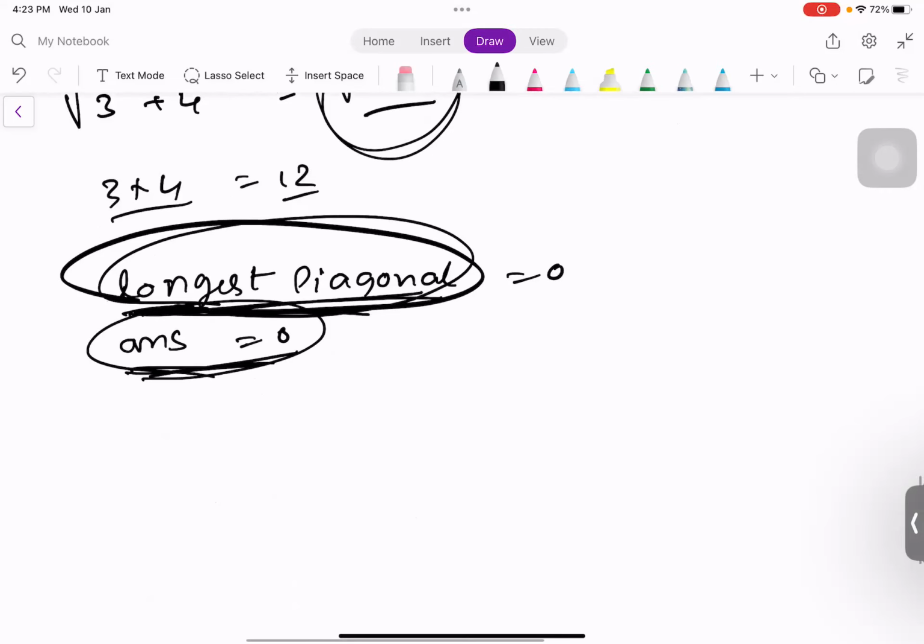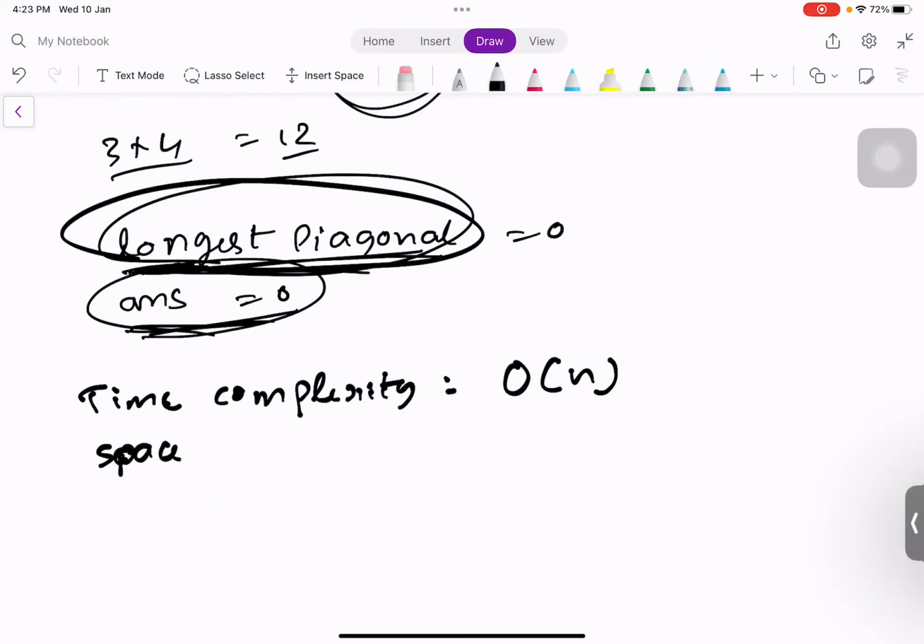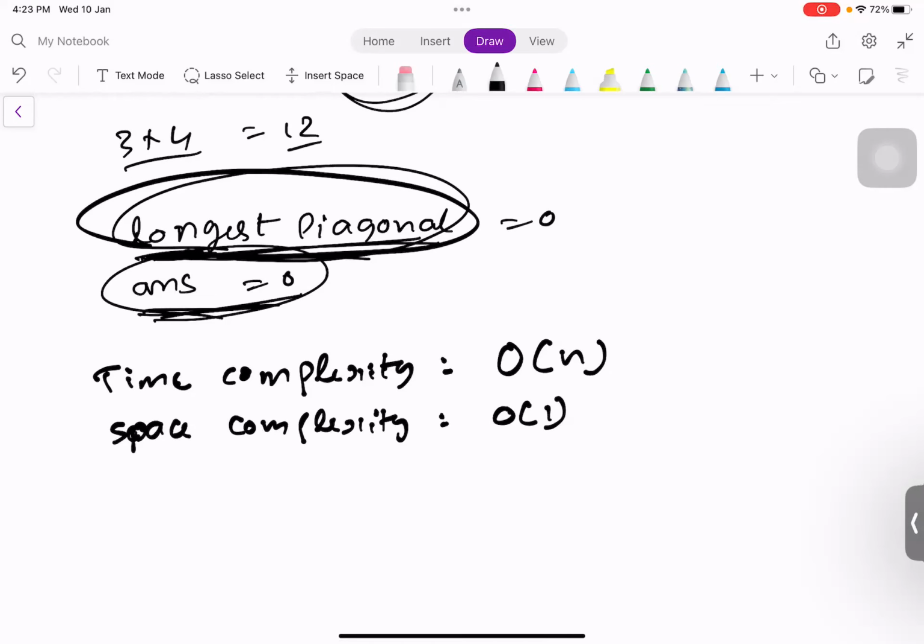So the time complexity for this question will be O of n, and the space complexity will be O of 1. So this is how we solve the question.